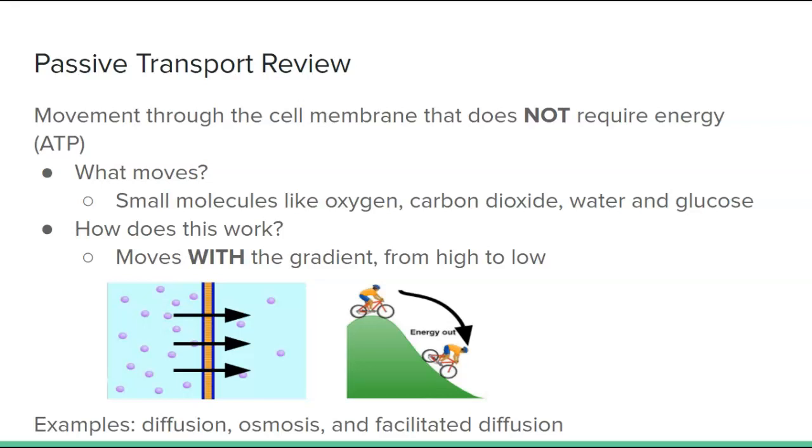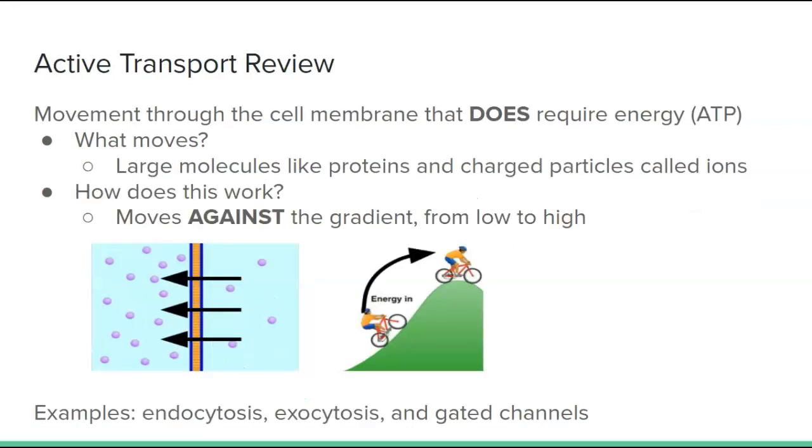Please, please, please bold that, highlight it, underline it, with the gradient from high to low and no energy. And then active transport is the opposite of this, okay? So this does require energy, again in the form of ATP. This is like large molecules like proteins and charged particles. These are things that do not naturally just flow through the cell membrane. You need to put a little effort in to get things in and out.